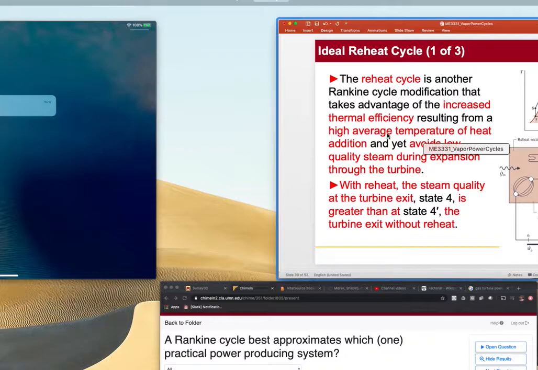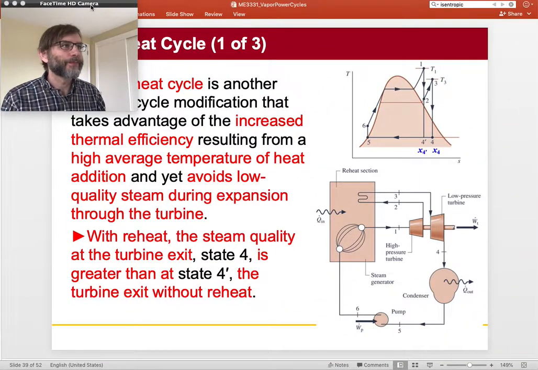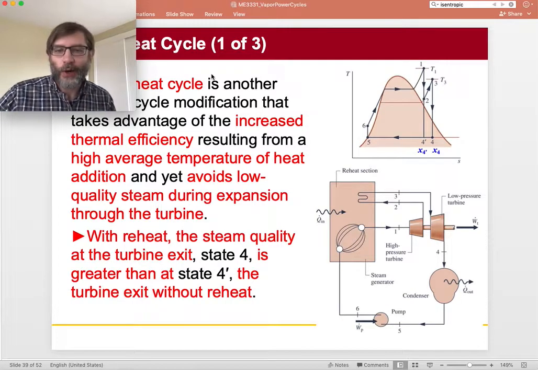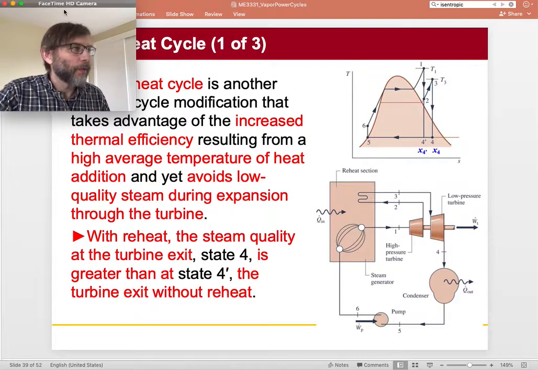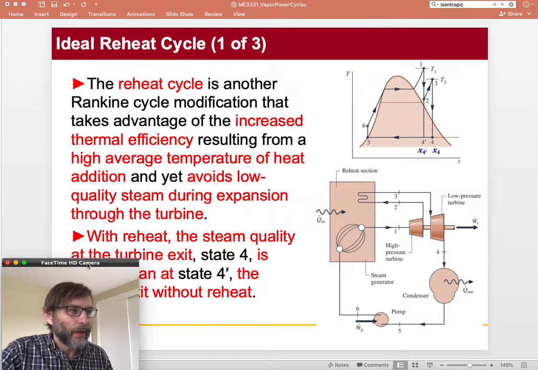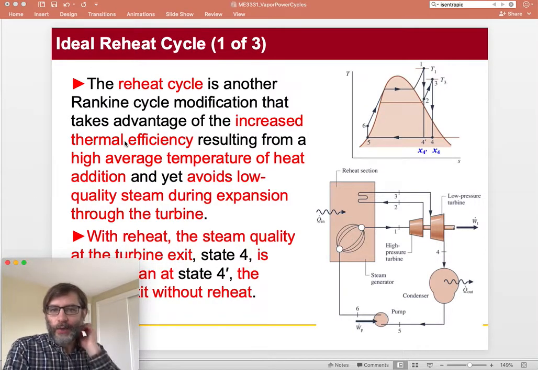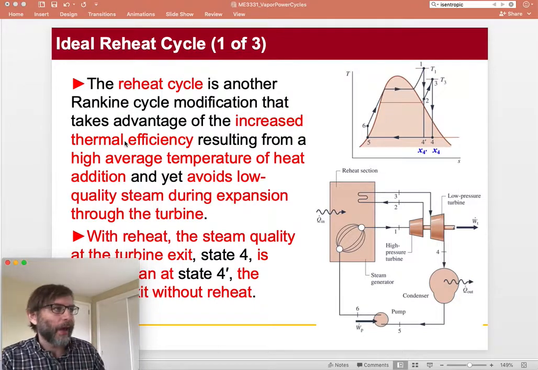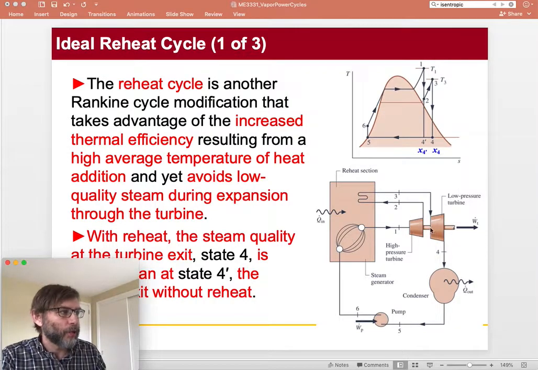Okay. So another thing we can do, in addition to superheating, is use what's called a reheat cycle. The reheat cycle is another Rankine cycle modification that takes advantage of increased thermal efficiency resulting from high average temperature of heat addition. So why not just have two turbines? In this case, two turbines attached to a common shaft, and then you go back in.